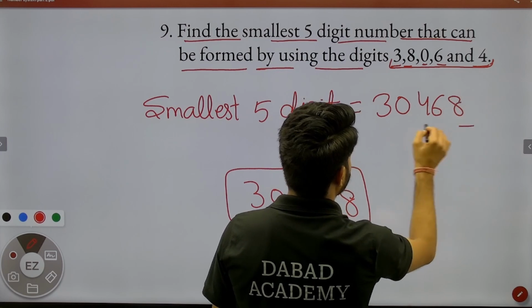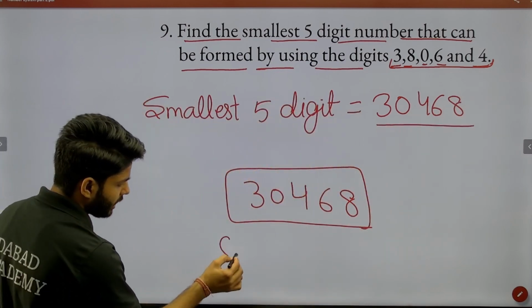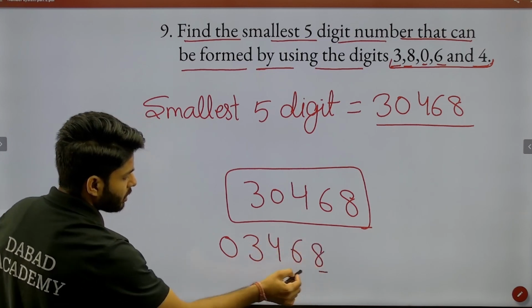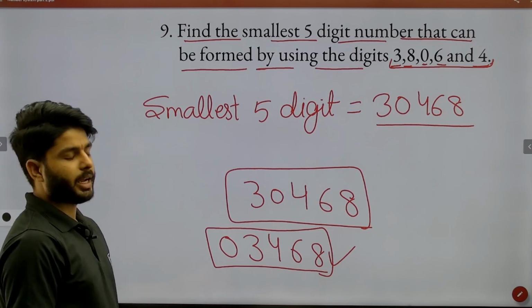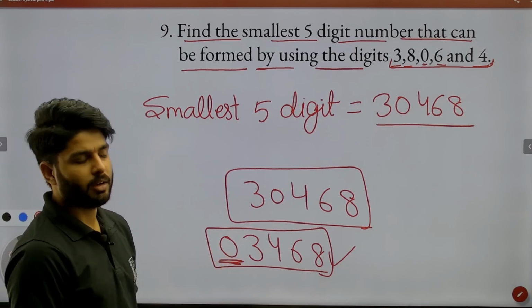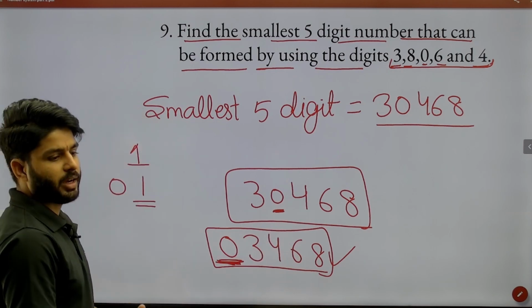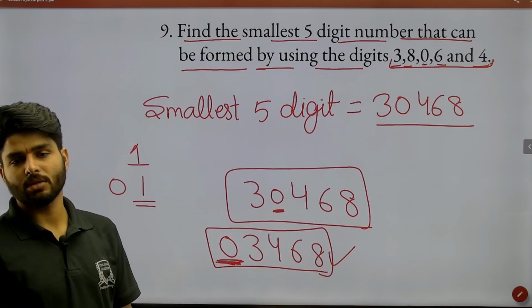And you may have a doubt why we didn't write 0 in the first place. If we write 0 here, then 3, then 4, then 6, then 8, this is not a 5-digit number. This is a 4-digit number. So we never write 0 at the start. We can always write 0 at the second place. Smallest 5-digit number that can be formed by using 3, 8, 0, 6 and 4.